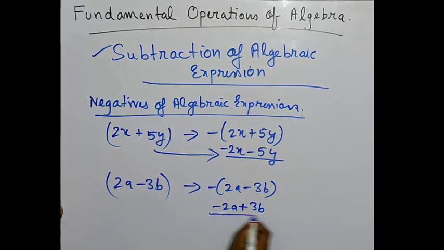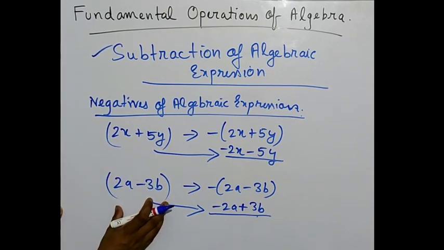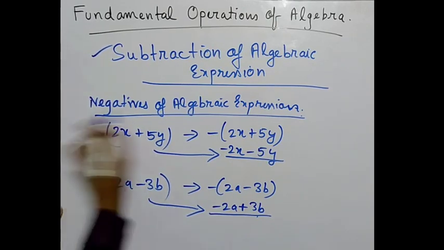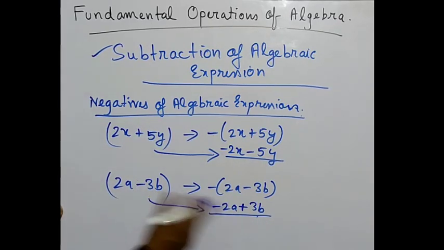So this is the negative of 2a minus 3b. So if you are asked to subtract 2a minus 3b from any expression, you will simply add the negative of 2a minus 3b, that is negative 2a plus 3b. Clear? Now let's start with the subtraction of algebraic expressions.